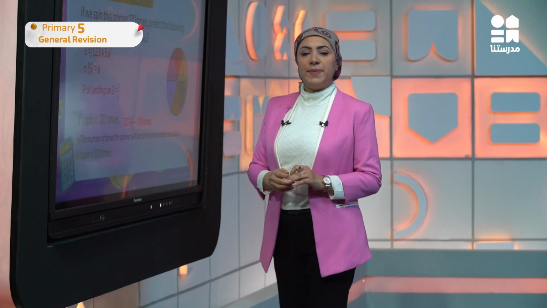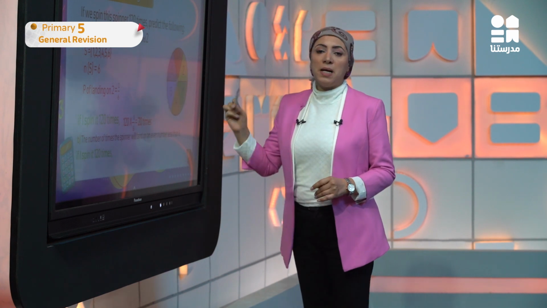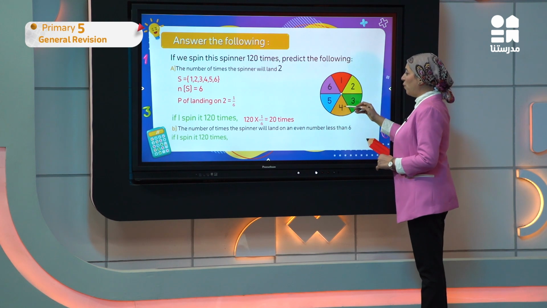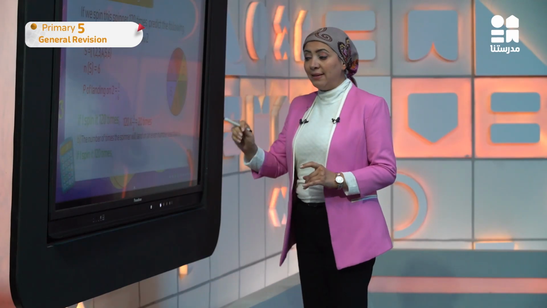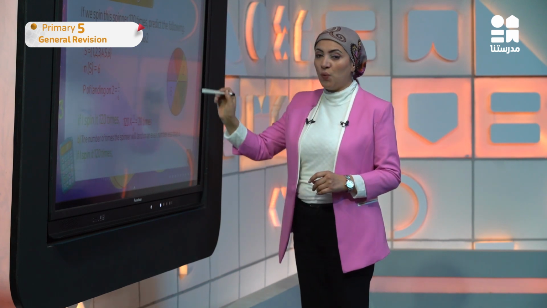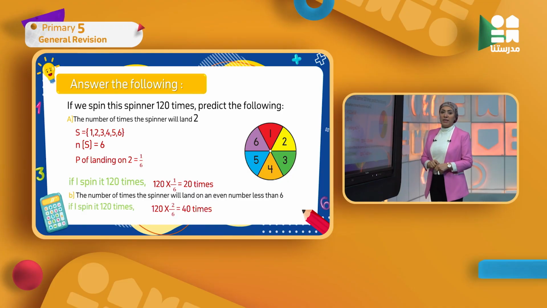Okay, letter B. Now, the number of times the spinner will land on an even number less than 6. What are the even numbers I have here in this spinner? I have 2, 4, and 6. He specified that he wants the even numbers less than 6, so I have the 2 and the 4 only. I mean 2 only. So here it will be 120 times 2 over all the numbers I have, which is 6.